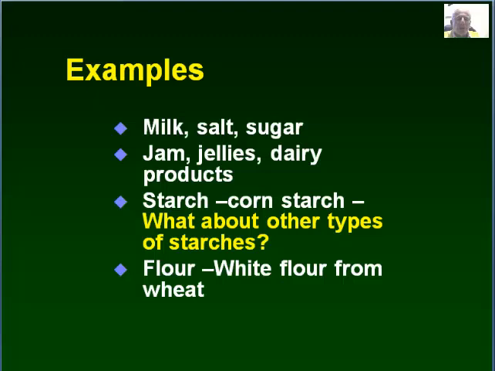When we see the term flour, that means that flour is white flour from wheat. And again, if we're using other types of flour, as with starch, there are other names that need to be used. So only if you see flour in the ingredient list, that means that flour was white flour that had been derived from wheat.